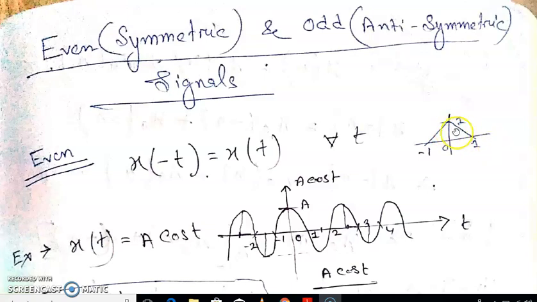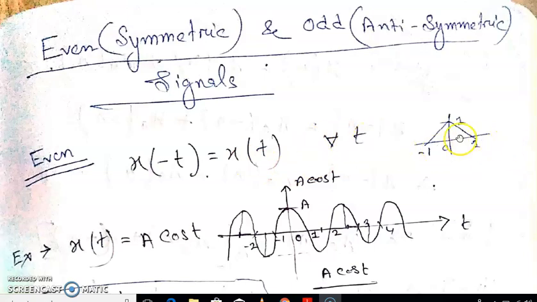This is an even signal because from 0 to 1 the value is decreasing from 1 to 0. At t equal to 0.5 the value is 0.5. You can assume that for t equal to minus 0.5 the value is also 0.5. So that means x of minus t equals x of t. It satisfies the condition for all values of t.